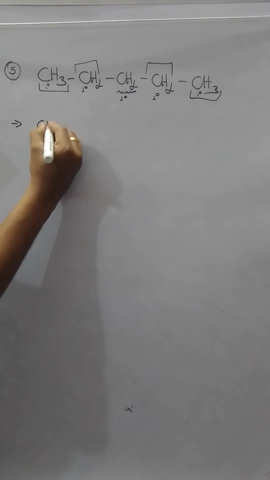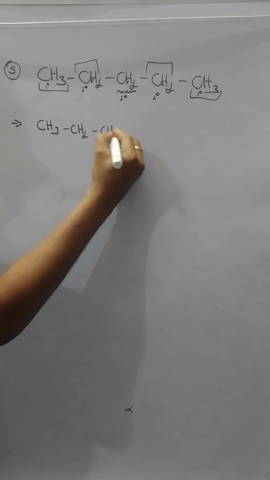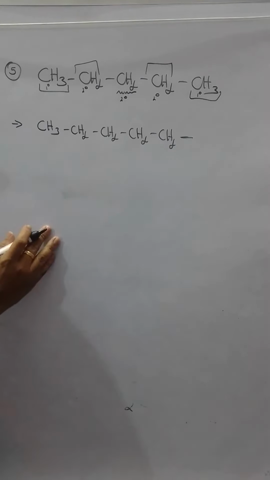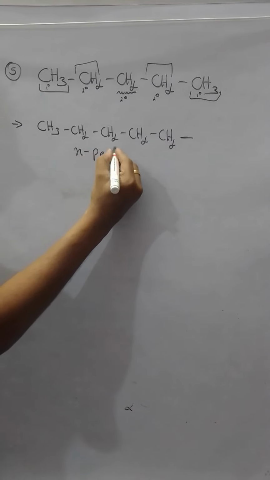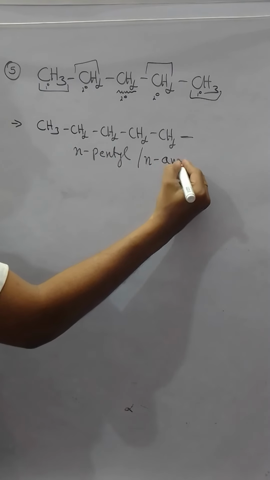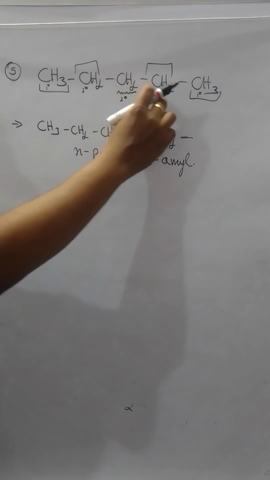Okay. CH3, I will remove this. CH2, CH2, CH2, CH2, 1. Straight chain, at the end. So this is my N-pentyl. Sometimes the pentyl is also called as amyl. So I can call it as N-amyl also. Okay. Now let me remove it from here.